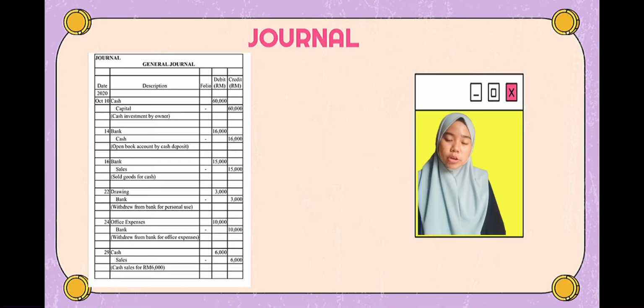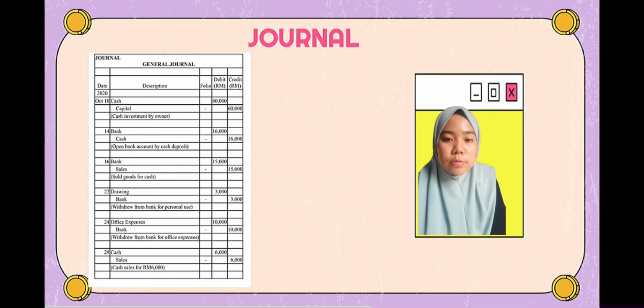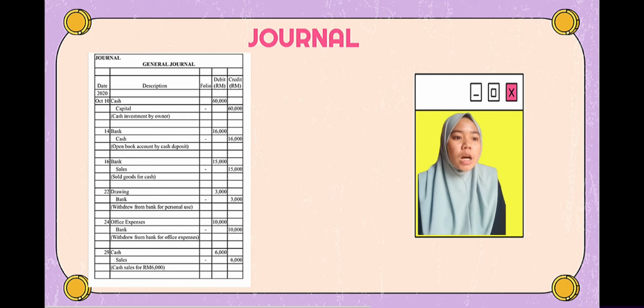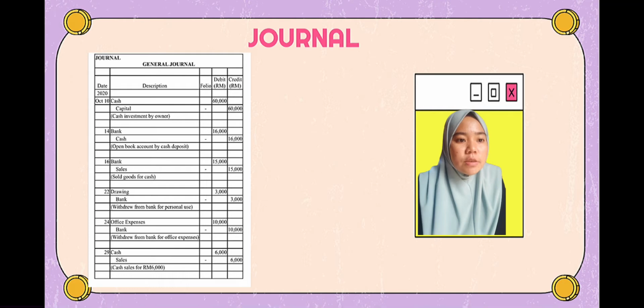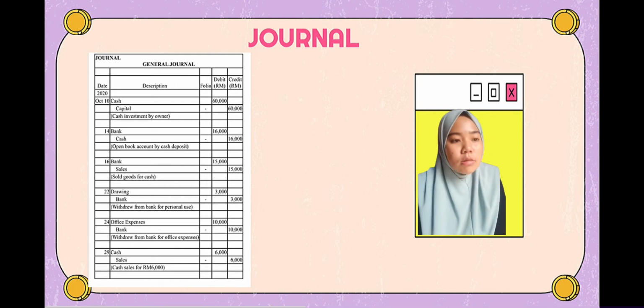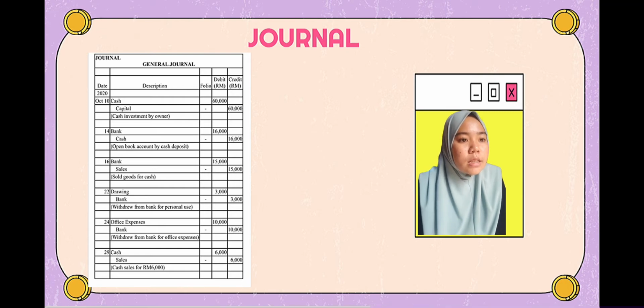Assalamualaikum warahmatullahi wabarakatuh. Today I want to present about the general journal. On 10 October 2020, cash debit 60,000, capital, cash investment by owner, credit 16,000. On 14 October 2020, bank debit 1,600, cash credit 1,600, open bank account by cash deposit. On 16 October, bank debit 1,500, sales credit 1,500, sold goods for cash.